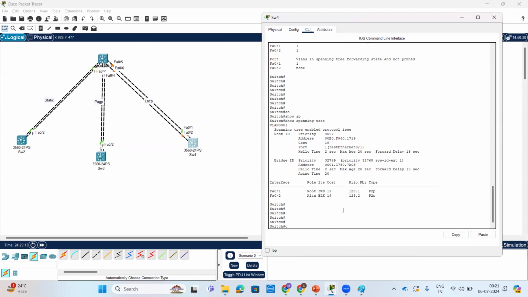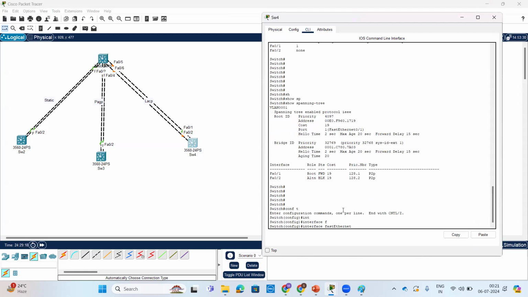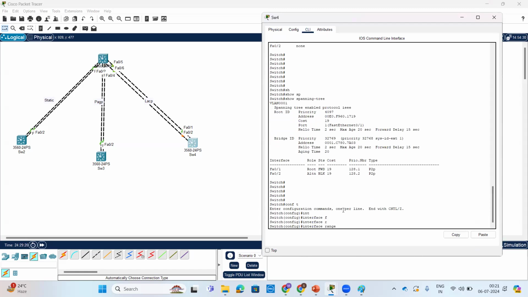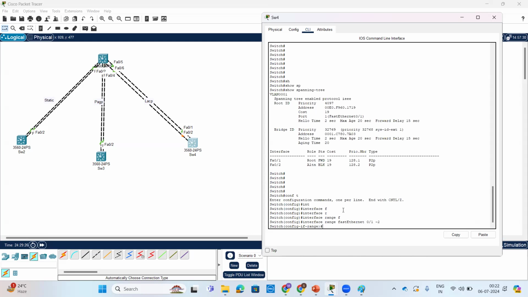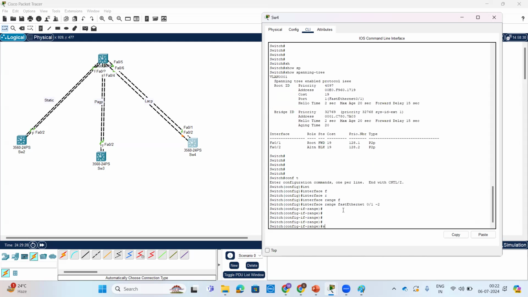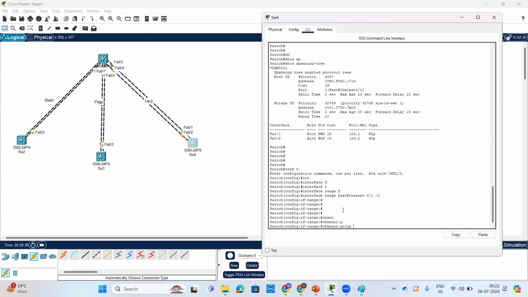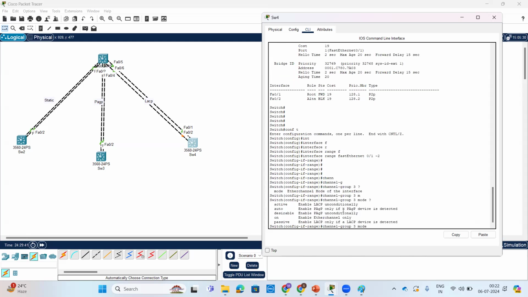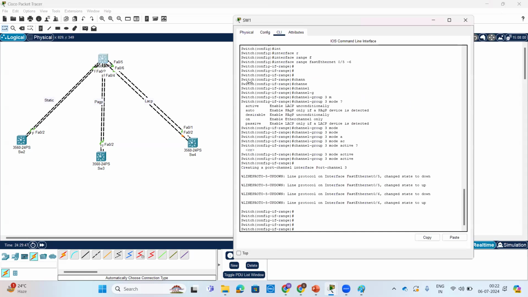Now we'll configure spanning tree interface, FastEthernet, interface range, FastEthernet 0/1 to 2, and channel group 3, and mode is passive, because the other switch is active, now this switch is passive.